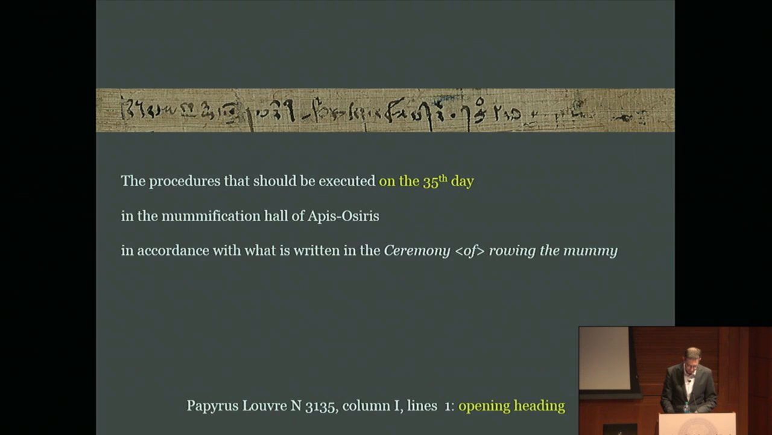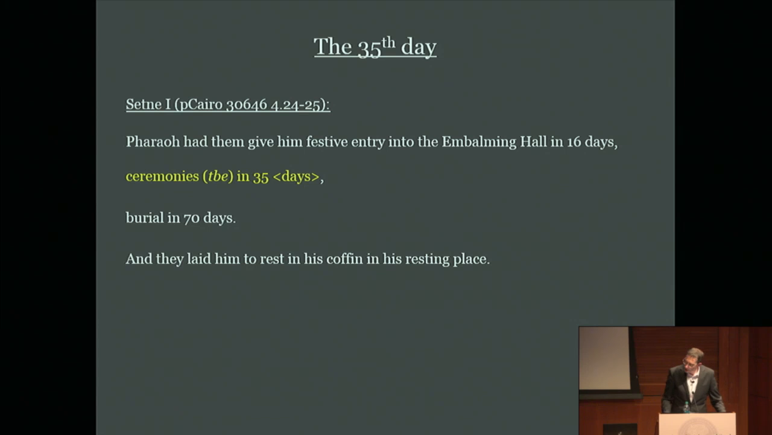But we know from other sources that the 35th day marked an important moment in the process of mummification. For example, we learn from this literary description, a narrative that's more or less contemporary with the Artemis papyrus, we learn from this description of an ideal burial that the corpse was brought to the mummification hall 16 days after death. So in these 16 days, the family said goodbye to the body, it was washed, and then it was brought to the mummification hall. The corpse was then mummified and eventually buried on day 70.